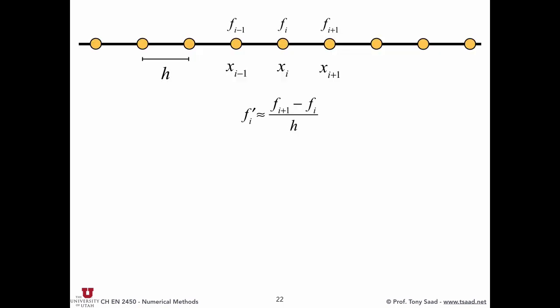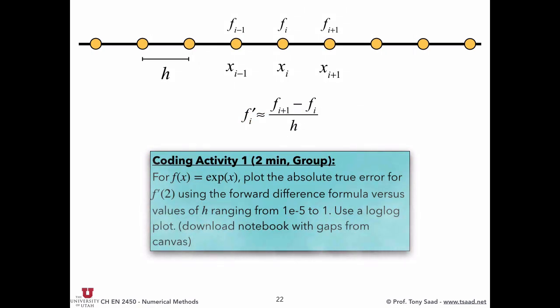Okay, great. Now, let's do some coding activity. I want you to go up to your Canvas and download the notebook with gaps. It's under Jupyter Notebooks, Numeric Differentiation. It's called Numeric Differentiation with gaps, and it also has 2 files for the COVID data. Download them right now, before we get to do the COVID analysis.